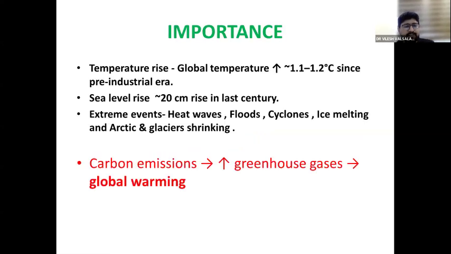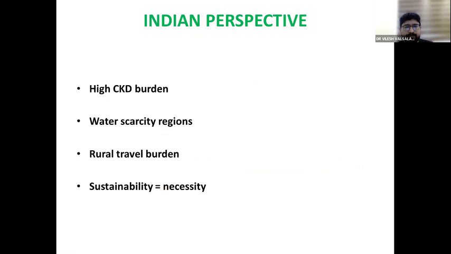So what is the importance of this? The temperature is on the rise. Global temperature has increased by 1.1 to 1.2 degrees since the pre-industrial era. The sea level has risen by 20 centimeters in the last century, and we are feeling the extreme heat waves, floods, cyclones, ice melting in the Arctic and glaciers shrinking. Carbon emissions basically lead to high greenhouse gases, and that has caused what we are now facing, global warming. The last few months of summer in Kerala were around 40 to 42 degrees, and we faced the maximum summer this year, all secondary to the greenhouse effect and global warming.